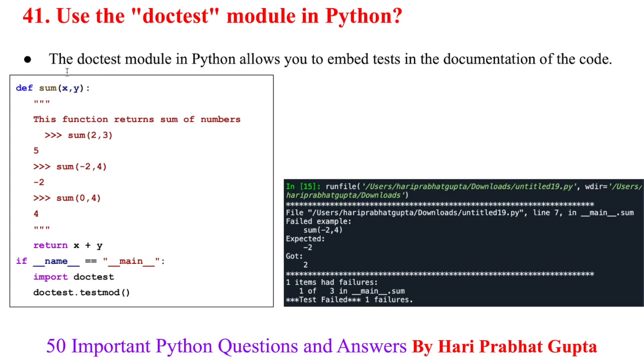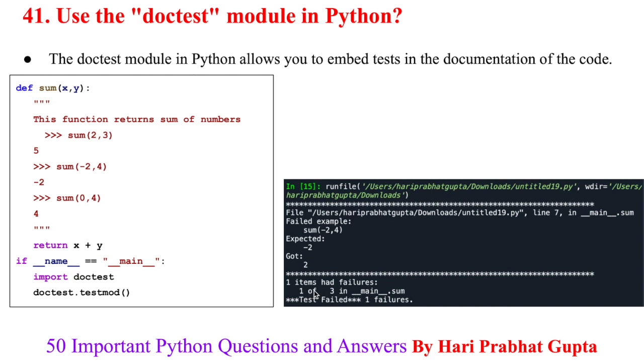So, here in the given code, the sum function takes two arguments and returns their sum. The docstring for the function includes several examples of using the function and the expected output, which are written in a format that can be parsed by the doctest module. So here, the if __name__ equals __main__ statement at the end of the source code block is used to execute the tests. When the file is executed directly, the doctest testmod method runs all the tests in the docstrings and reports the result.